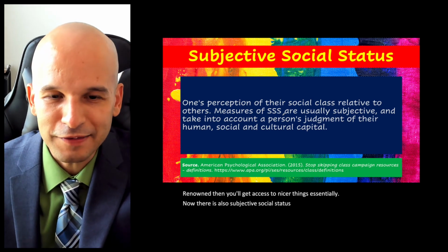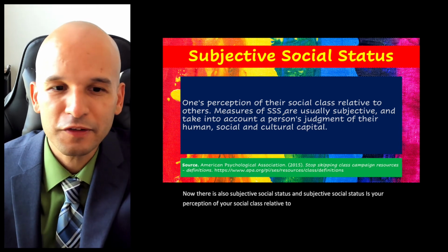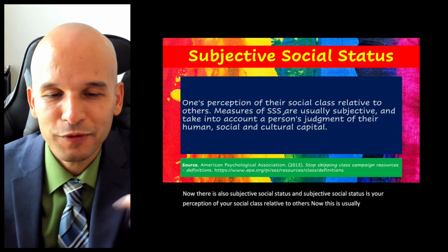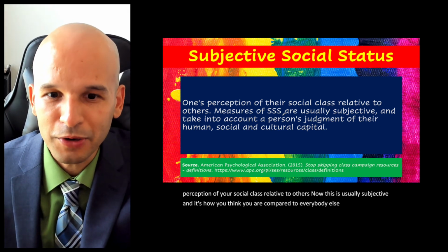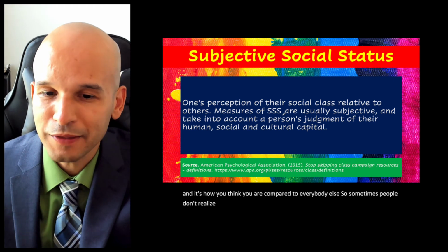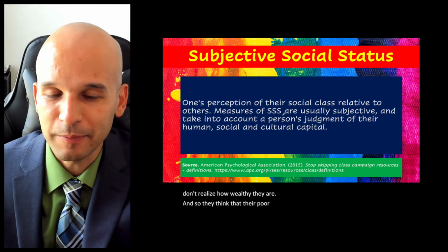And subjective social status is your perception of your social class relative to others. Now, this is usually subjective, and it's how you think you are compared to everybody else. So sometimes people don't realize how wealthy they are, and so they think that they're poor, when in fact they're actually really wealthy compared to everyone else.